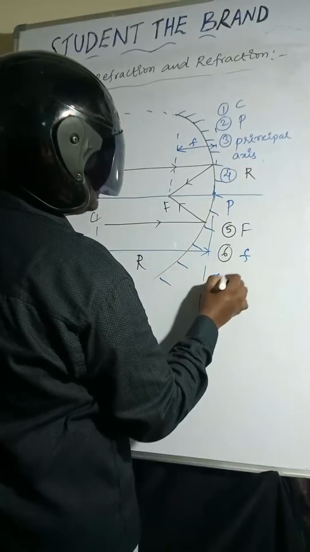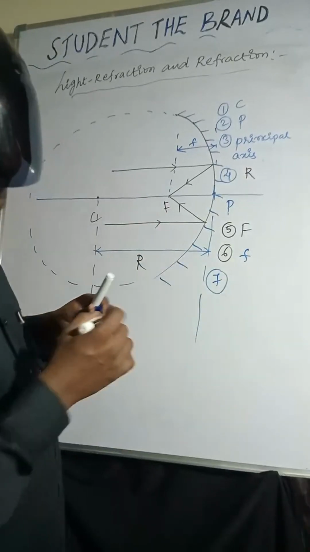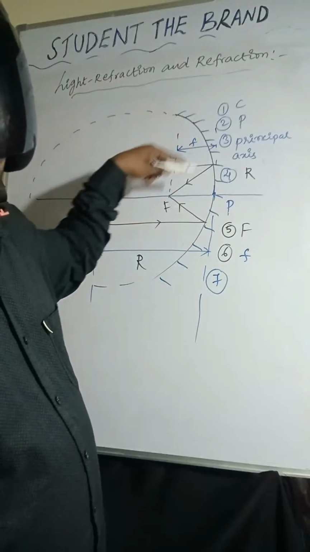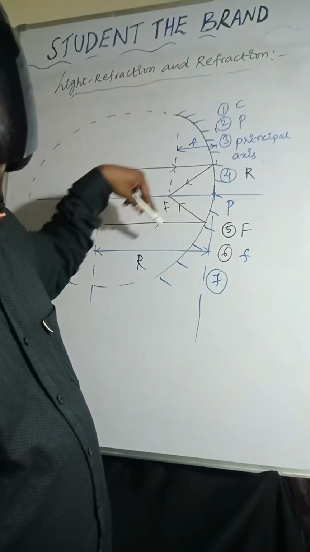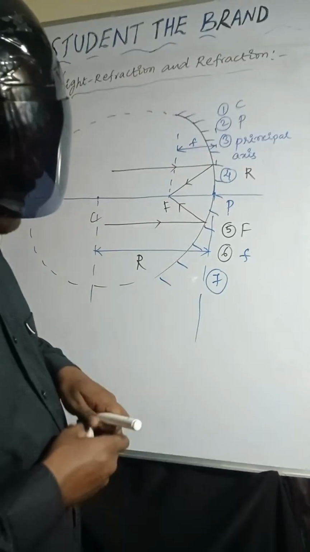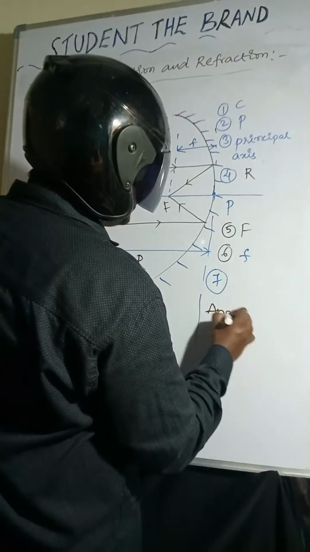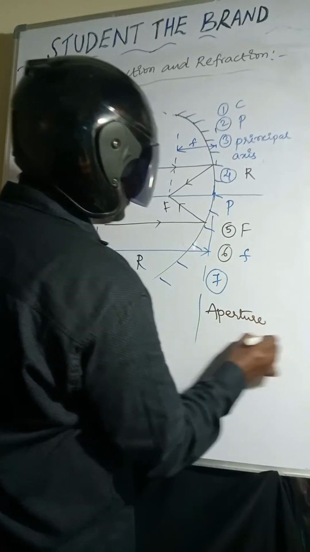And coming to the seventh one, the width of the mirror is called the aperture. So, aperture. Once again, let us discuss it.